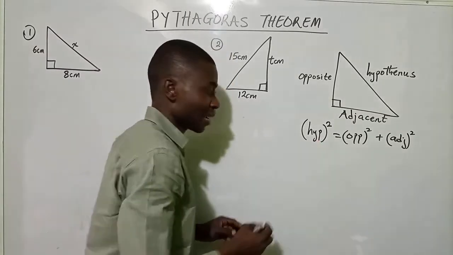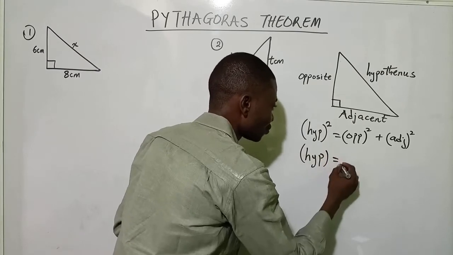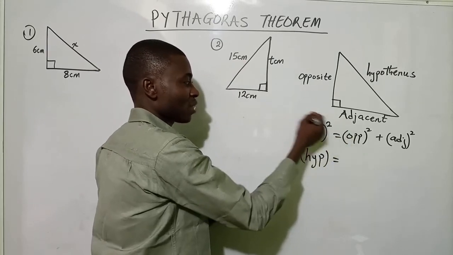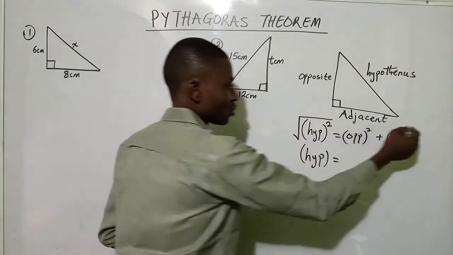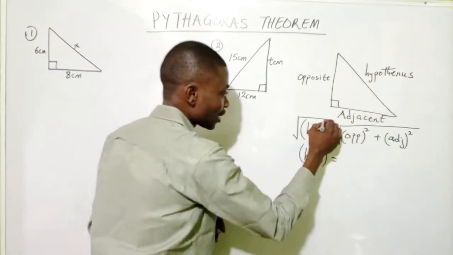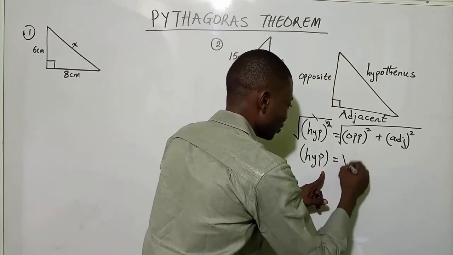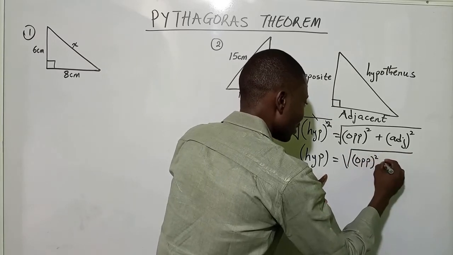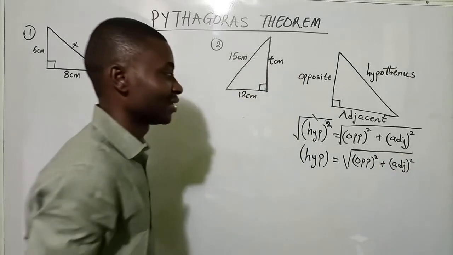For instance, if I'm looking for the hypotenuse, I can say that the hypotenuse is equal to... Now this square I'm seeing here, I can take the square root of both sides, so the square goes with the square root, leaving us with the hypotenuse. So hypotenuse is equal to the square root of the opposite square plus adjacent square.